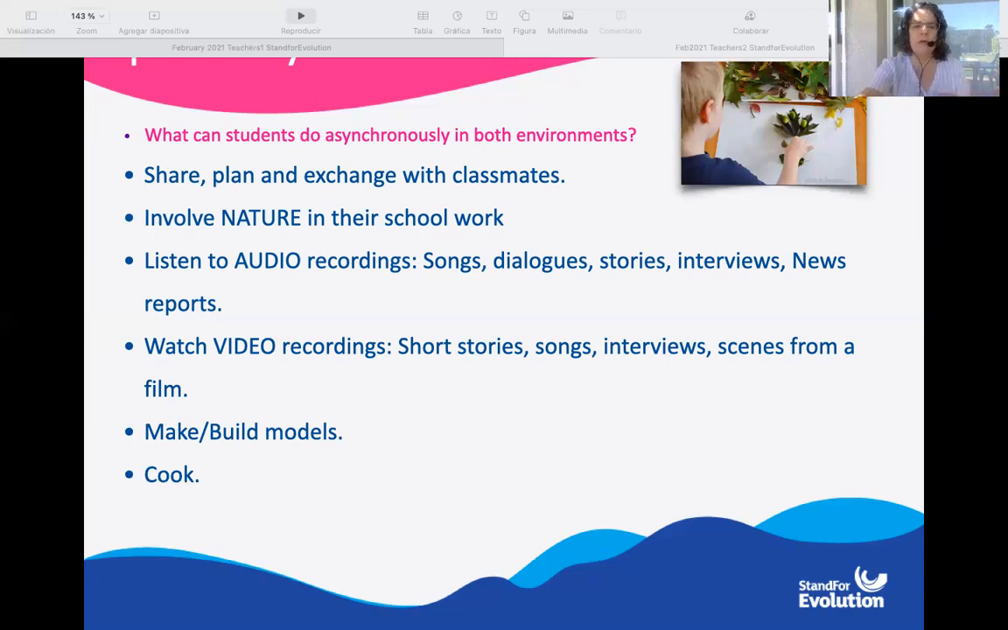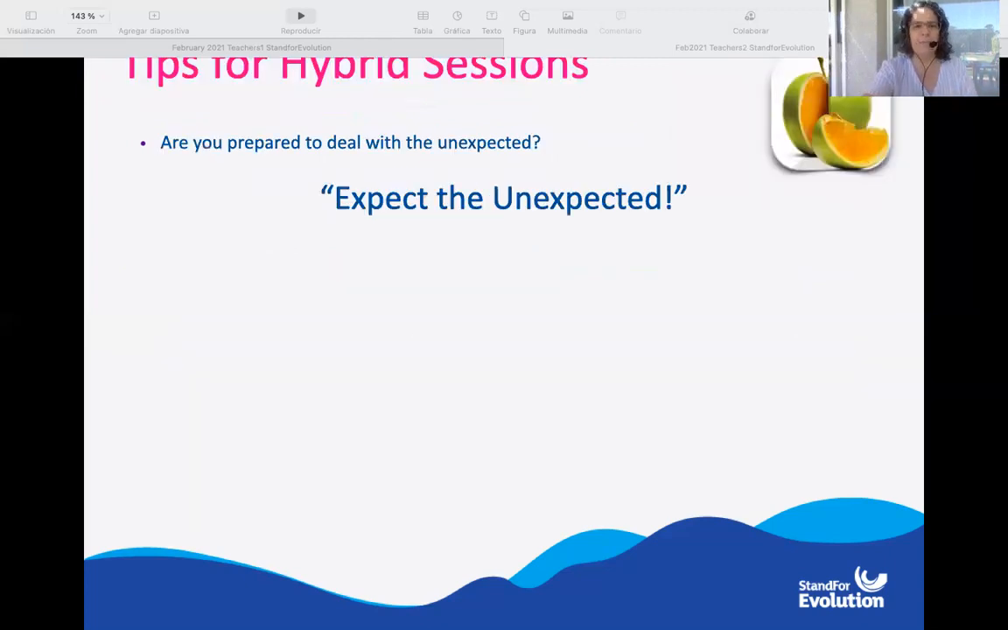They can cook together, right? They can even share a recipe and cook together with some friends online as well, or cook on their own and then share the results. And they can read and tell stories, or they can listen to stories being read to them. So this is really, really important, right? For you to think of different ways that children can continue learning and can continue practicing their English, even though they are not in class.